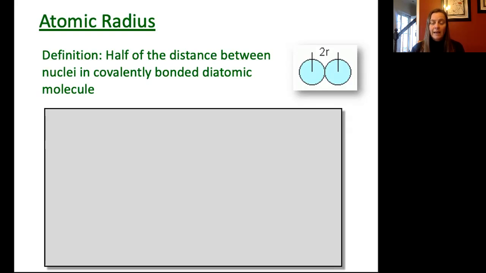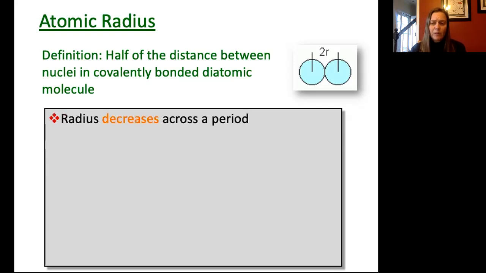And so we take half of the distance between two covalently bonded diatomic atoms in a molecule as the atomic radius. And so radius is just like we think of it in the math class. It is the distance from the center of the circle to the perimeter of the circle, or the circumference of the circle. It's just that in chemistry, it's hard for us to measure the circle. So we have to measure the distance between two, cut that in half, and call that the radius.